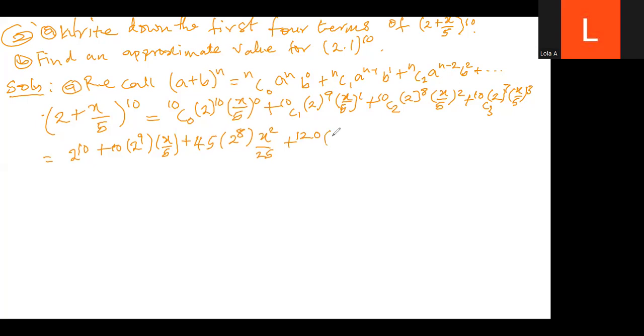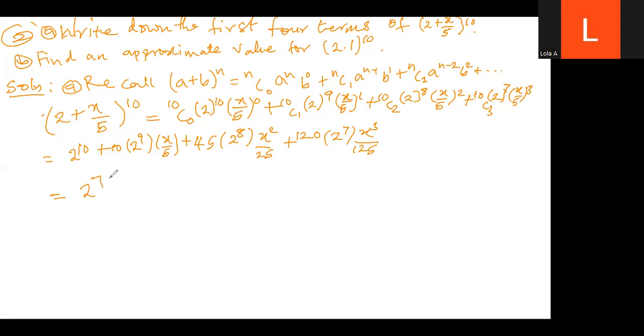Then 2 raised to the power of 7, times s raised to the power 3 over 5 raised to the power of 3, which is 125. Now, you will notice that I did not press the calculator for 2 raised to power 10, 9, 8 and 7. The reason is that I want to do it the way I've given you the correction to the assignment. So you can factor out 2 raised to power 7 to reduce this.